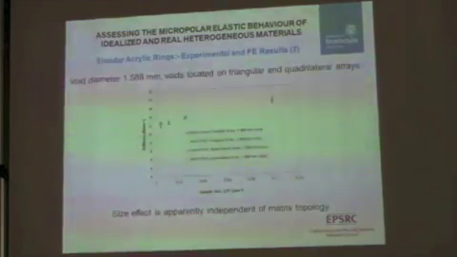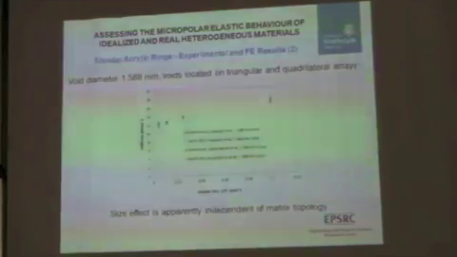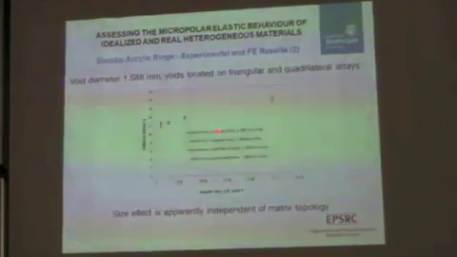Okay, what happens when I change the topology? Here I'm plotting the results of the size effect, both computed from the finite element model and measured experimentally, for the ring samples when we've got the voids arranged on a triangular array and when I've got them arranged on a quadrilateral array. And what we see here is that the size effect actually appears to be independent of matrix topology, which was a slightly surprising result to us, given the predictions of, say, simple lattice models.